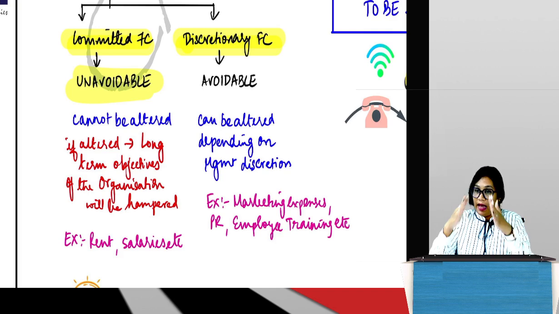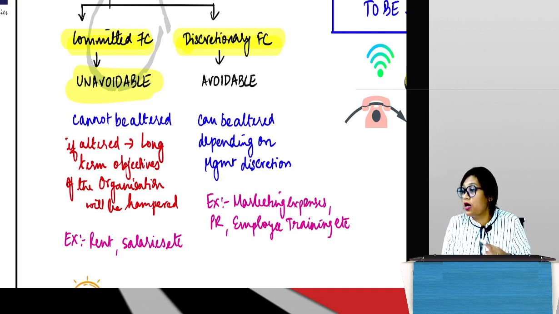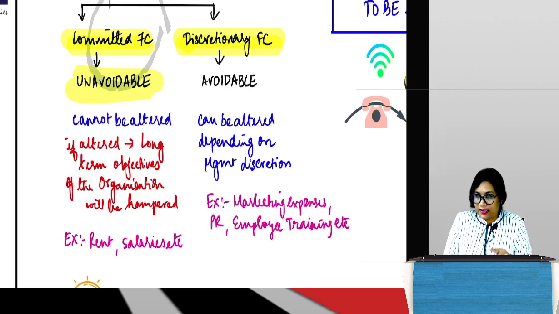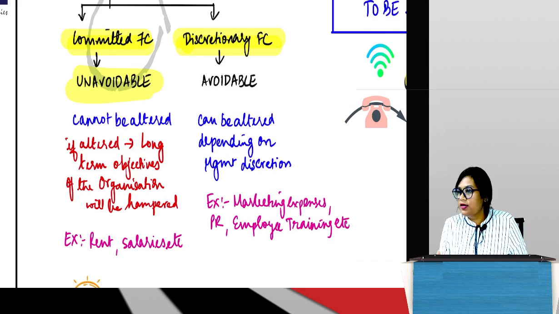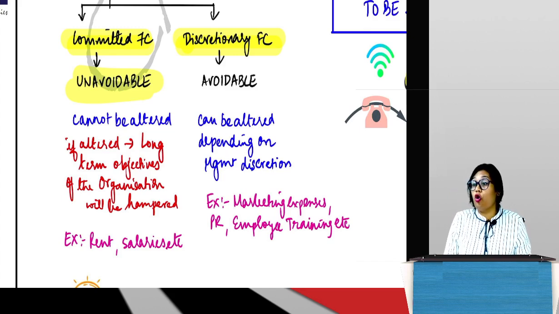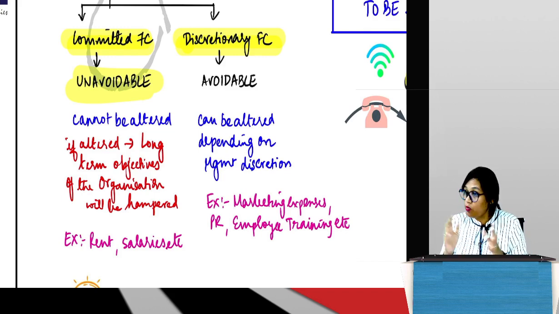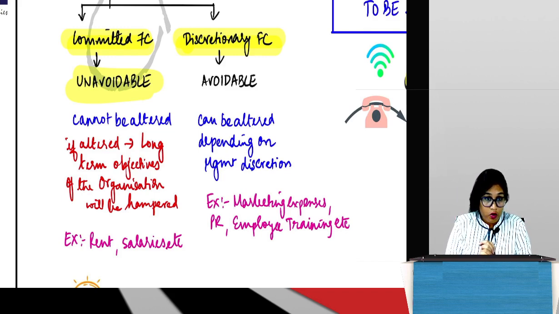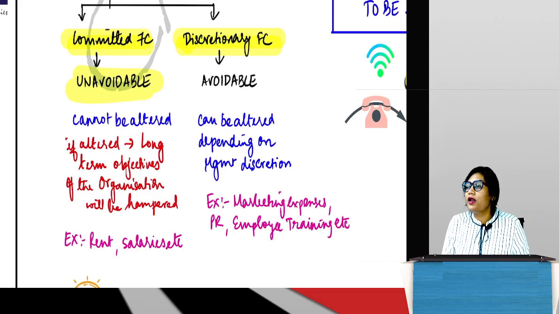But within fixed costs, I can further classify. Is there a way to reduce these fixed costs somehow? If yes, then that becomes a discretionary fixed cost. If no, then that becomes a committed fixed cost. So we'll take an example to understand the difference between the two. Committed fixed costs are like your rent.